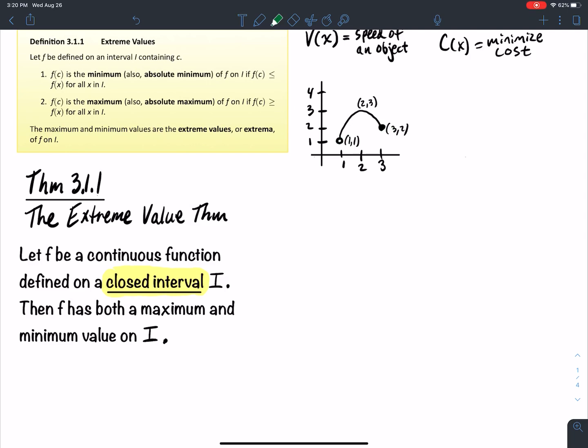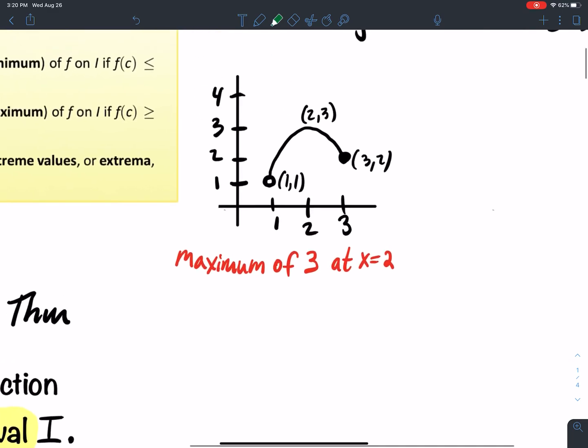When I look at this, it looks like the graph does have a maximum. The maximum is attained right here at x equal to 2. I have an output of 3. So the maximum of 3 at x equal to 2. However, this side over here is higher than that side, but the reason I don't have a minimum is because I can get infinitely close to 1, but I can't ever really touch it.